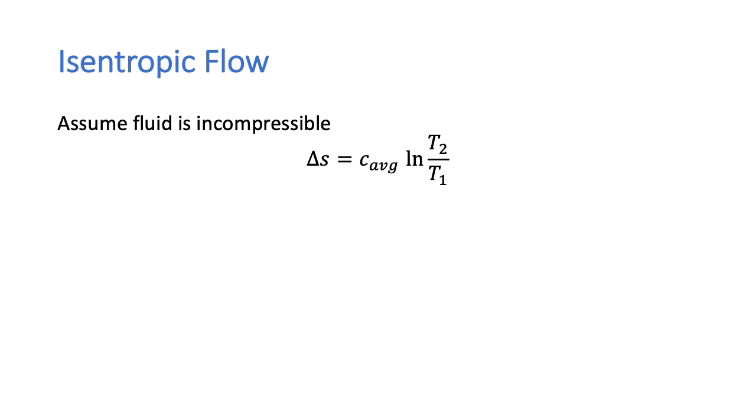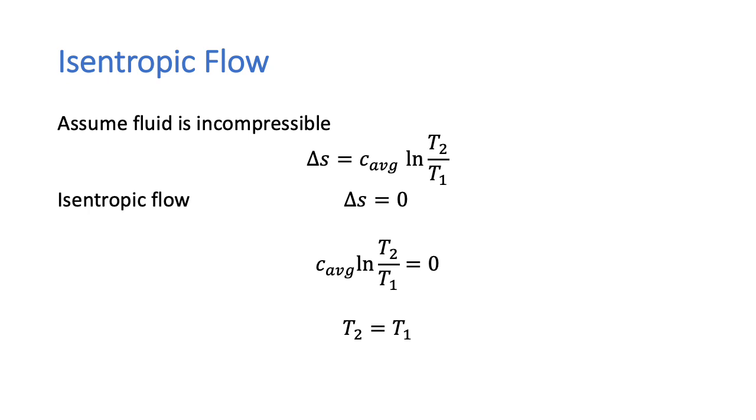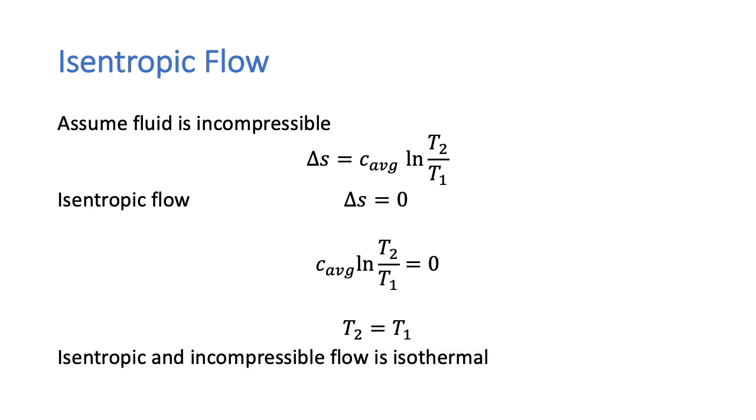For an incompressible fluid, we know that the change in entropy, delta S, is equal to C, the specific heat, times ln of T2 upon T1, where T1 is the temperature at the entrance and T2 is the temperature at the exit. For isentropic flow, delta S is equal to 0; the entropy remains constant. Therefore C times ln T2 upon T1 is equal to 0. As a result, T2 is equal to T1. The temperature of the fluid remains constant. Isentropic and incompressible flow therefore implies that the flow is isothermal.